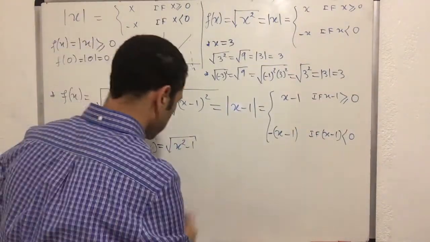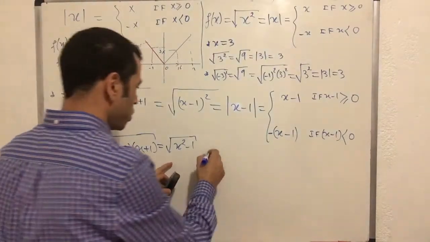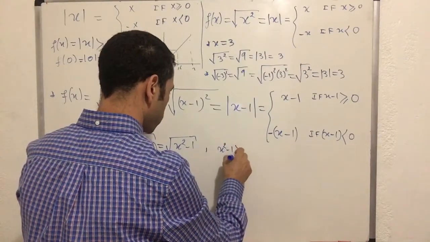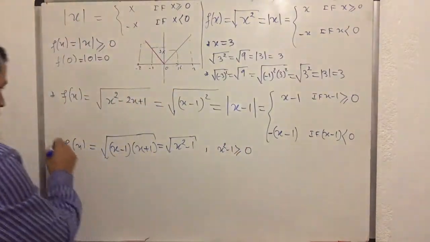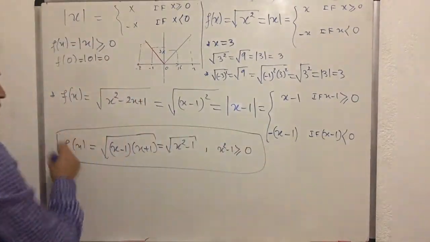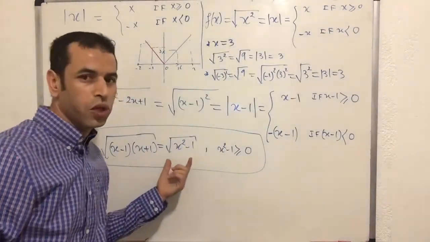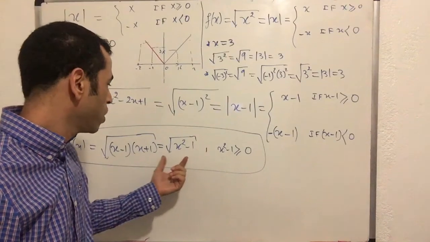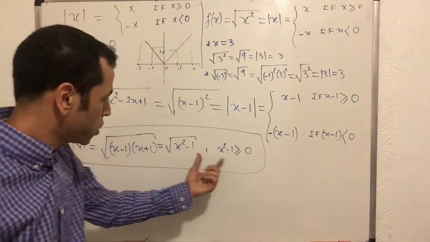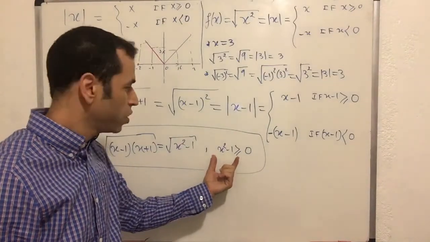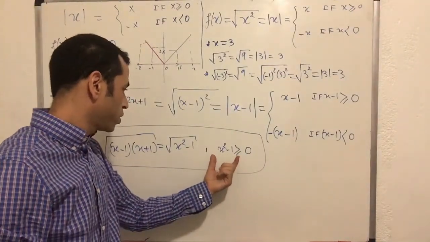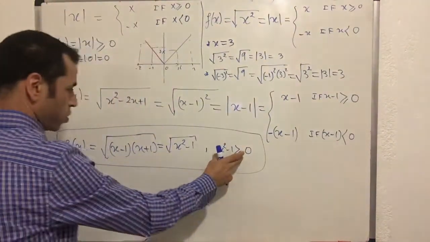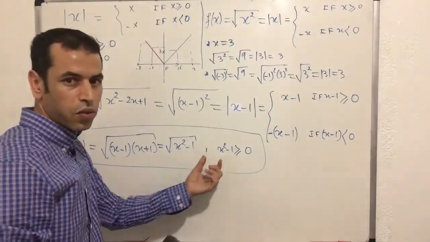And then also, you have the domain, but you have a condition: x squared minus 1. You have to keep it positive. This is your condition. You cannot take it out. I'm doing this example to show you that you cannot take any number out. It has to be squared in order to take it out of the square root. This one stays like this, but with this condition. This has to be positive.